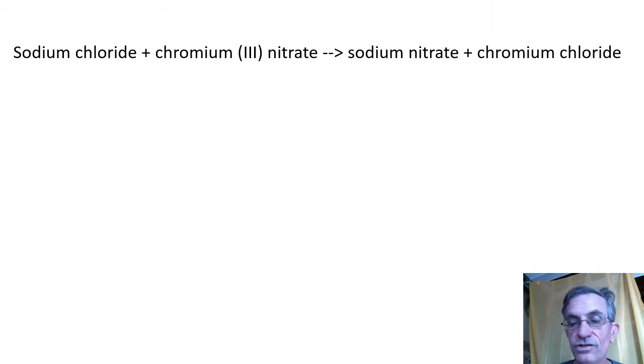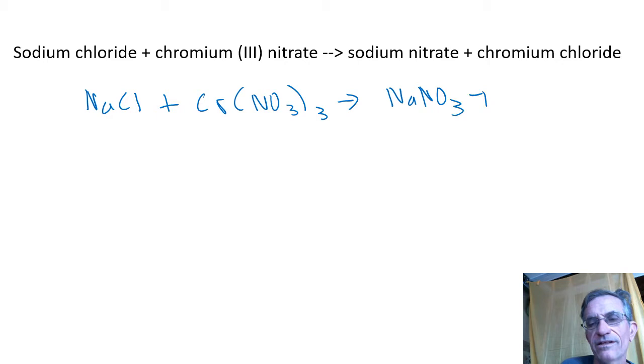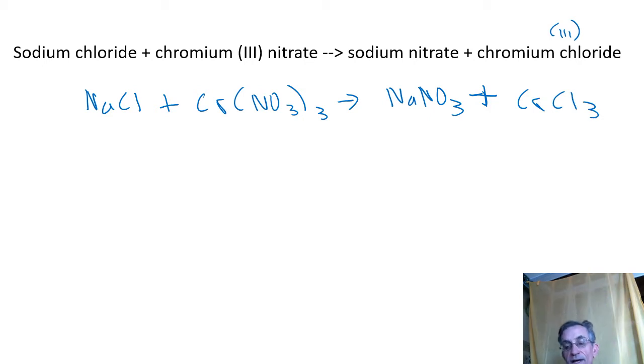Okay, to do the formulas, oh, we already wrote them, didn't we? So I'm just going to rewrite them. NaCl plus Cr(NO3)3 turns into NaNO3 plus CrCl3. Remember, there should have been a 3 here. My apologies. Chromium 3 chloride. Beautiful. All the formulas right. Now we're going to go back and get the atoms on both sides to match up. This is called balancing. To balance, we're going to put in coefficients right here.